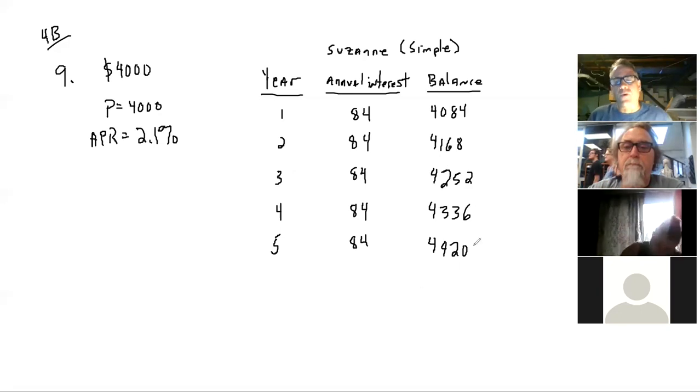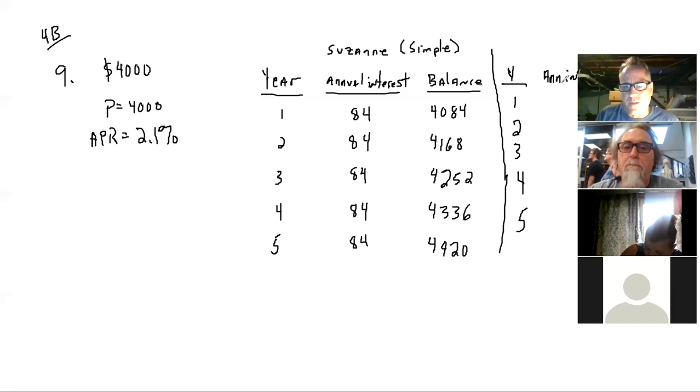All right. Then you're going to do another table. I'm running out of room here. I'm just going to do Y: 1, 2, 3, 4, 5. And my annual interest, I'm going to abbreviate here. And then I'll have my balance. And this is going to be for Derek. And this is, again, compounded annually.